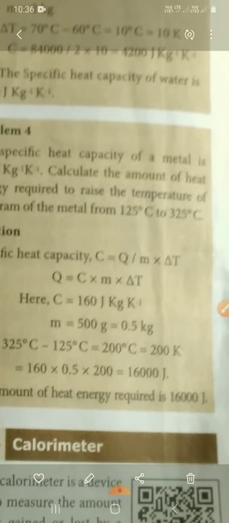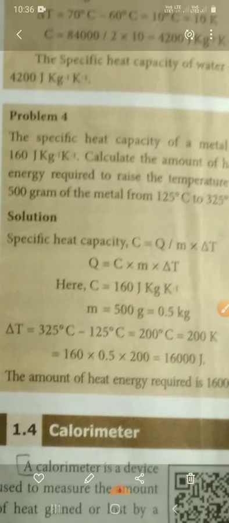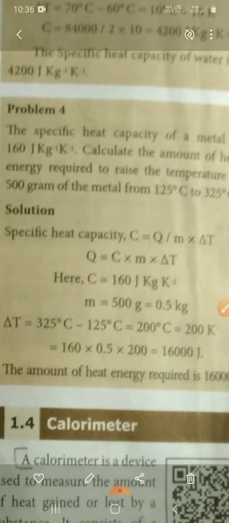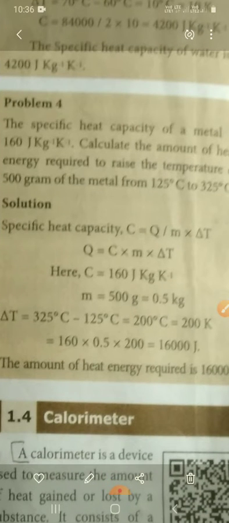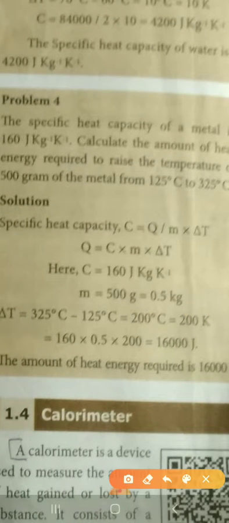So here the specific heat capacity of a metal is 160 joule per kilogram per Kelvin. Calculate the amount of heat energy required to raise the temperature of 500 gram of the metal from 125 degrees Celsius to 325 degrees Celsius. Here we use the specific heat capacity formula. What is C? C is 160, they gave.